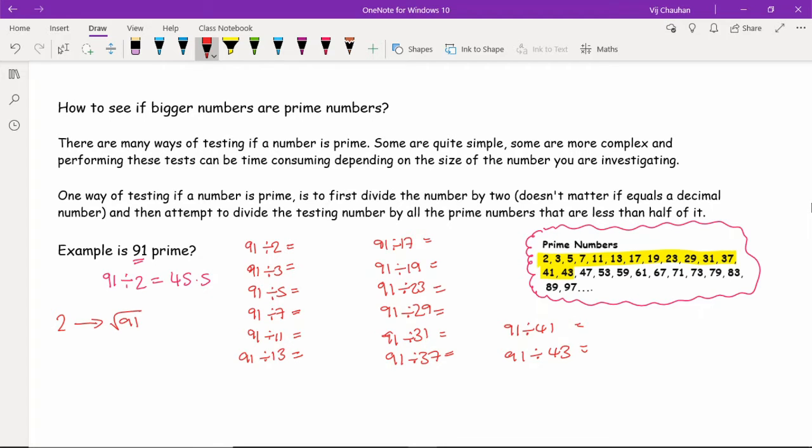Now if you look at square numbers, the square numbers close to 91 are going to be 81 and 100. The square root of 81 is 9, and the square root of 100 is 10. So the square root of 91 is going to be somewhere between 9 and 10. So really, the only ones I need to look out for are going to be these ones there.